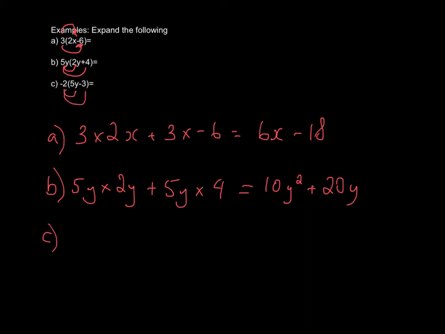Now let's look at c. C you've got to be careful with. We have negative 2 times 5y, and then I'm going to get rid of that plus because it's a minus 2, negative 2, sorry, times negative 3. So we have negative 2 times 5y is negative 10y. Negative 2 times negative 3 becomes a positive. Remember, a negative multiplied by a negative gives a positive, and that's plus 6.